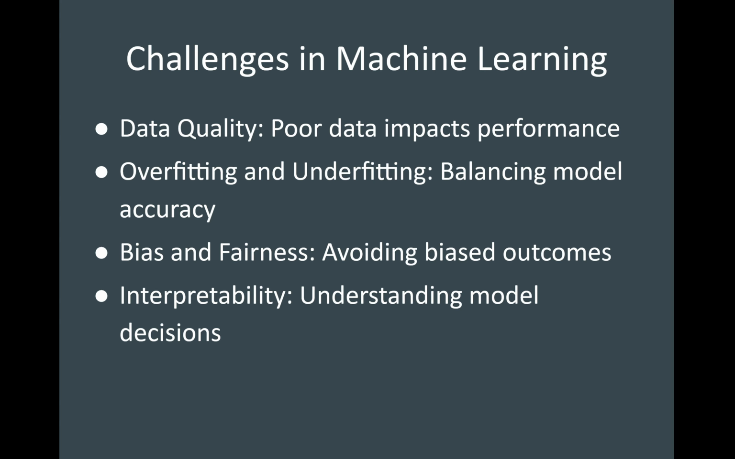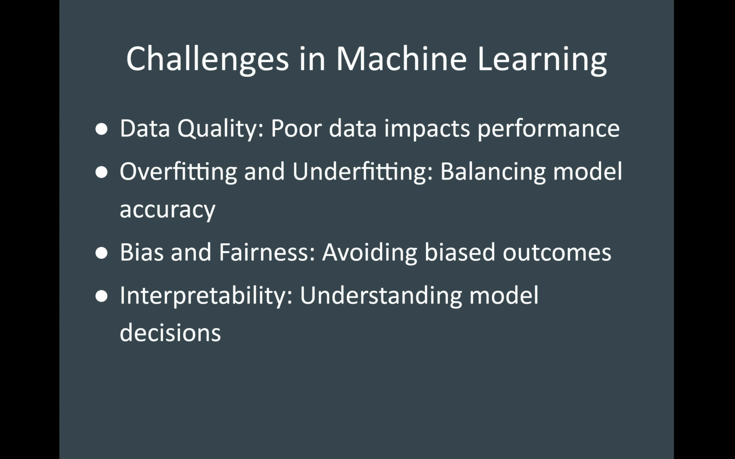But it has challenges in machine learning as well. While machine learning offers immense potential, it also comes with challenges. For example, data quality. Poor data quality can negatively impact the performance of machine learning models. Overfitting and underfitting. Overfitting normally occurs when a model performs well on training data but poorly on test data, and underfitting occurs when a model fails to capture the underlying patterns in the data.